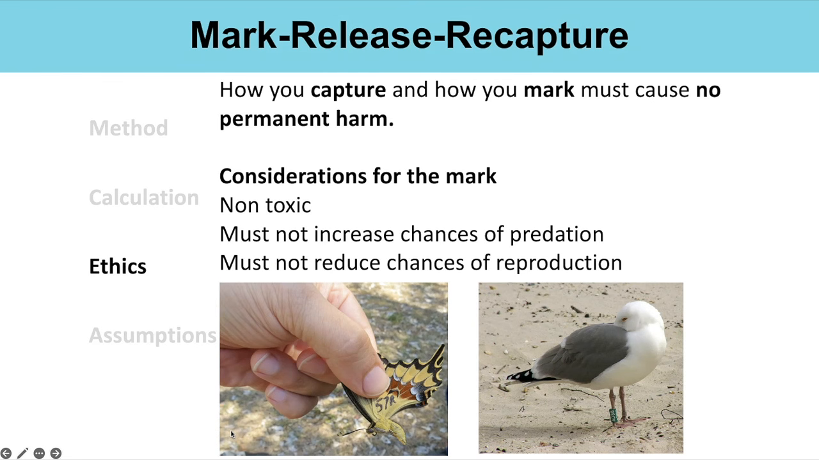So going back to the concept of how we mark them, it has to be a mark that is weather resistant and it's not going to come off, because otherwise you're going to lose the mark and you won't know that you've initially caught them. But you need to make sure that the way you capture them and mark them isn't going to cause any permanent damage or harm to the organism. So if you're going to use a paint, it has to be a non-toxic paint. You need to make sure however you tag them isn't going to increase their chances of being spotted or caught and eaten by a predator, and it mustn't interfere with their courtship ritual or chances of reproduction.